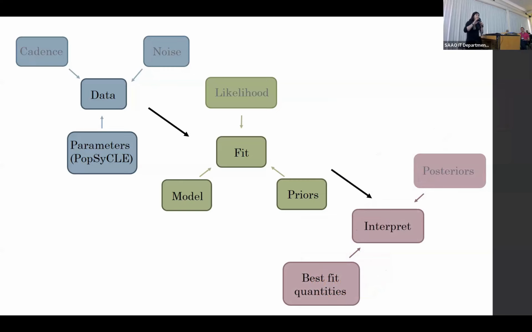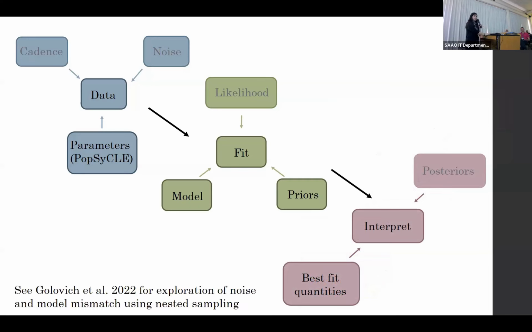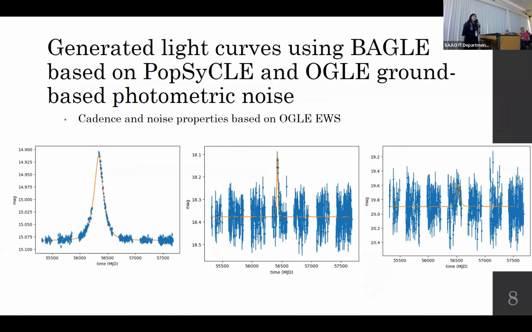In this talk, I'll be focusing on the parameters, the input distributions from PopSyCLE, model mismatch and prior mismatch, how that affects your fits, and interpreting the best fit quantities. You can see Golovich et al. 2022 for more exploration of the non-Gaussian noise and model mismatch using nested sampling. So we generated the light curves using PSPL and PopSyCLE parameters with OGLE ground-based photometric noise, using cadence and noise properties based on OGLE EWS.